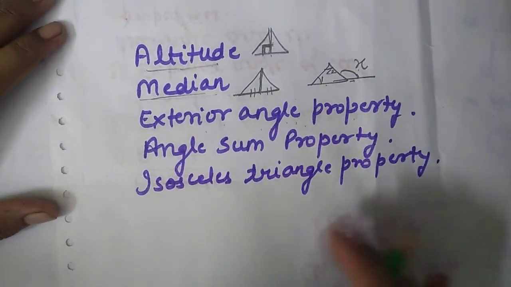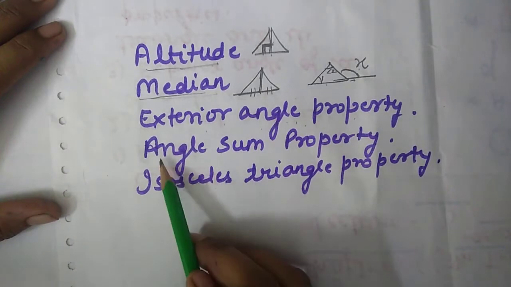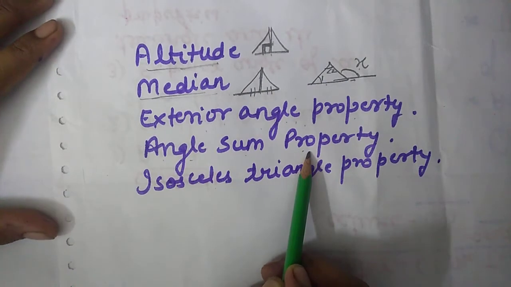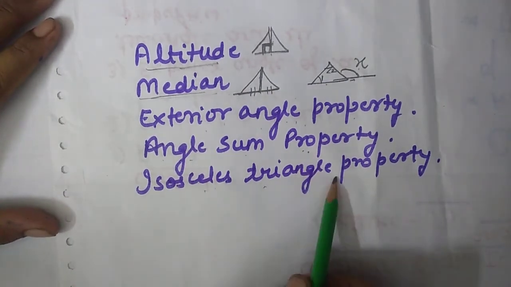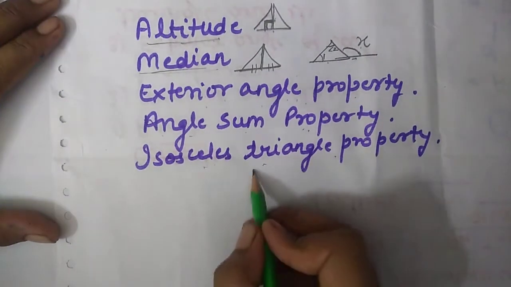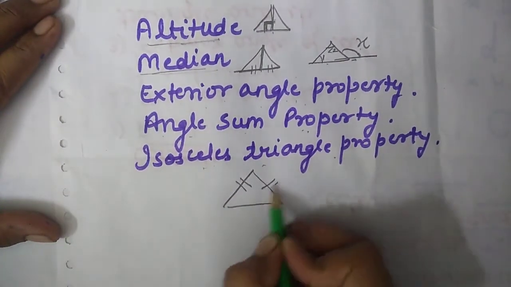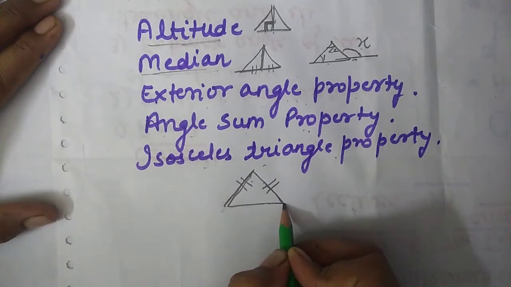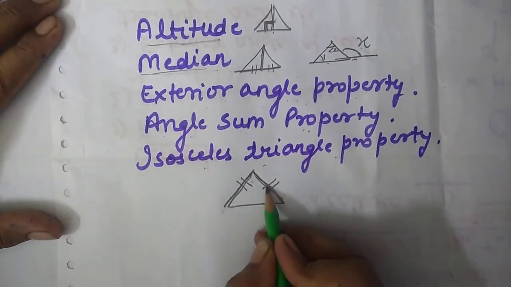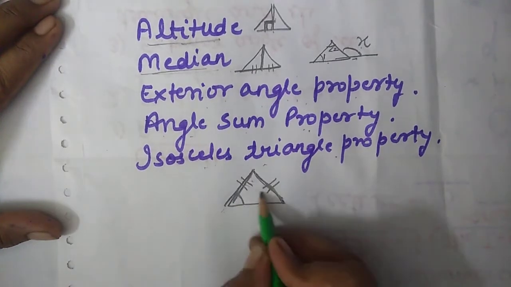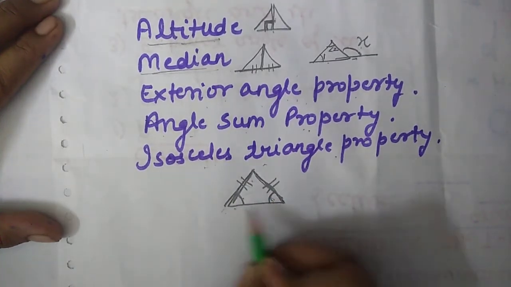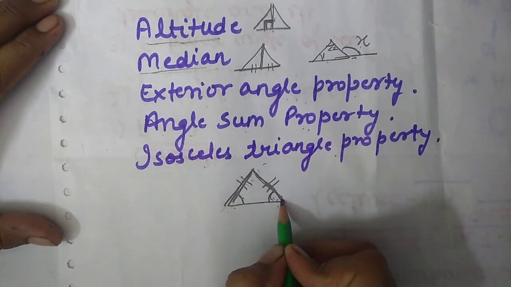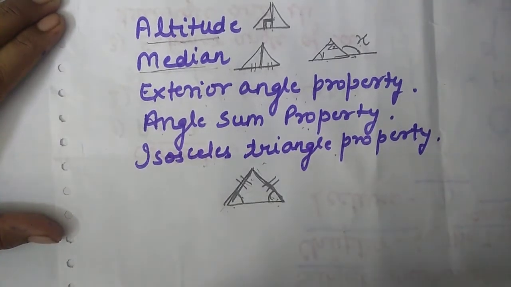And in lecture number 2, we have learned about these two properties. First one is angle sum property. This states that the sum of all angles of a triangle is 180 degrees. Isosceles triangle property. This states that angles opposite to equal sides are equal. This is an isosceles triangle. So we have these two sides equal given in this triangle. Opposite to this side we have this angle, and opposite to this side we have this angle. So they are also equal in an isosceles triangle. So these properties we have learned.